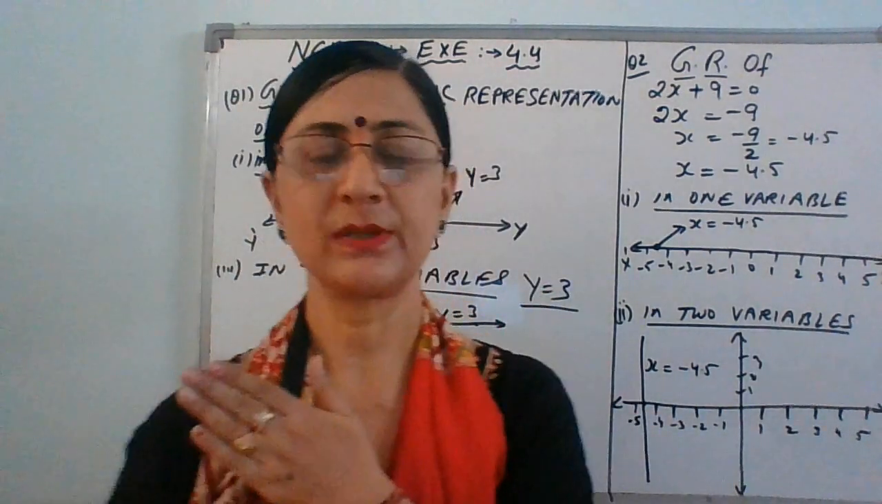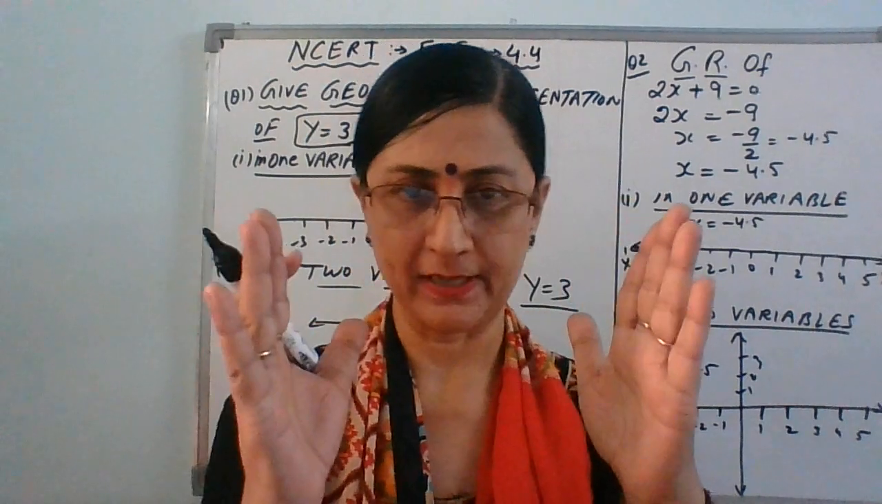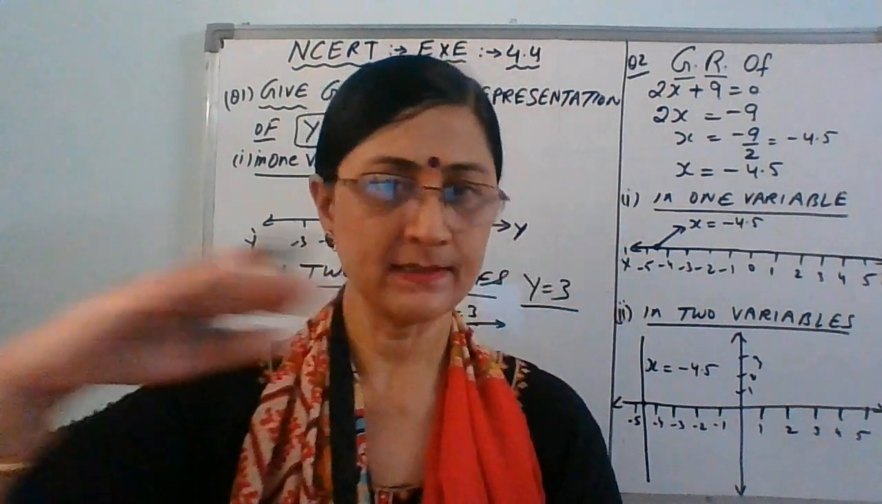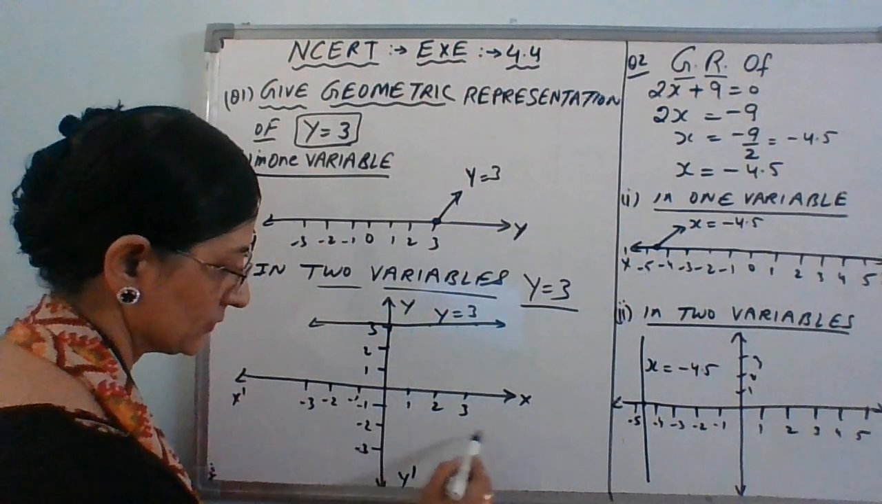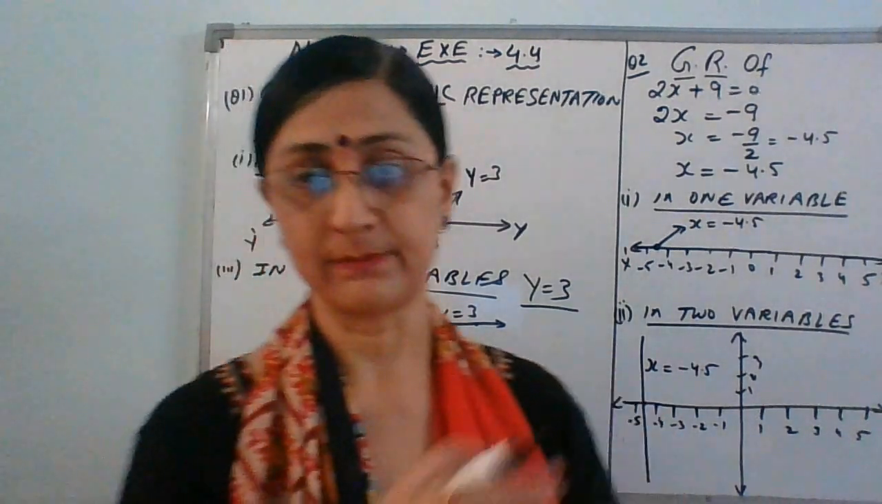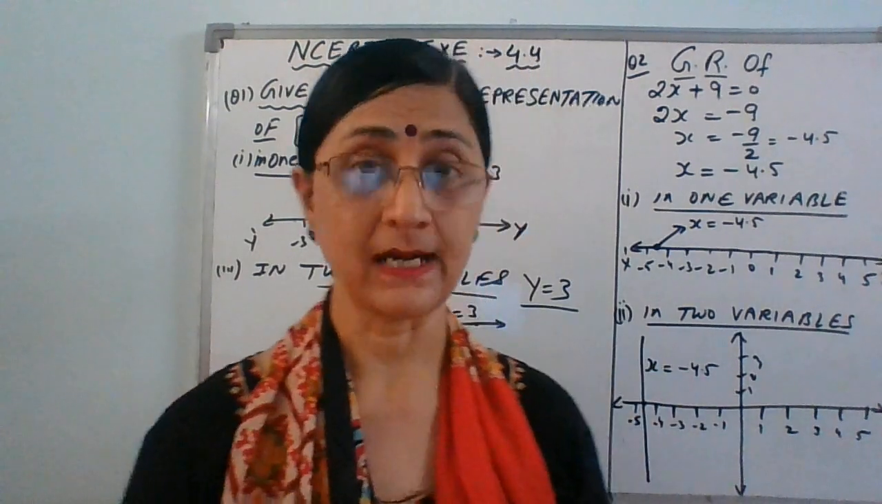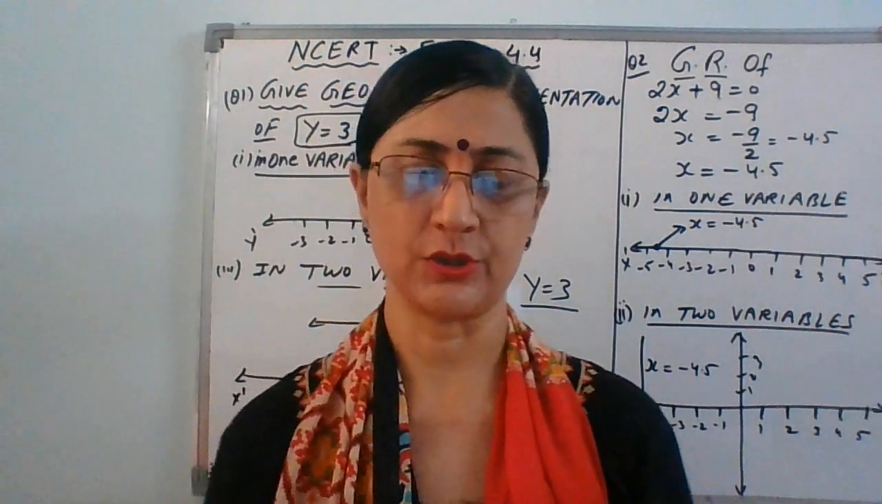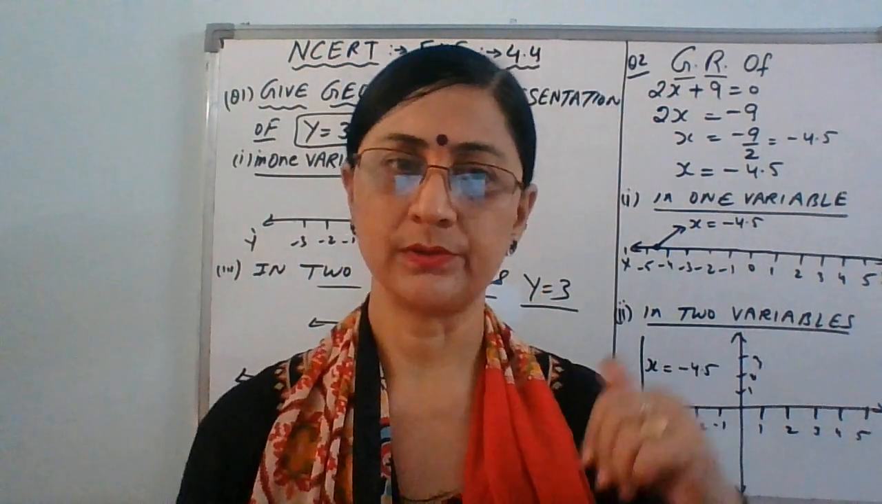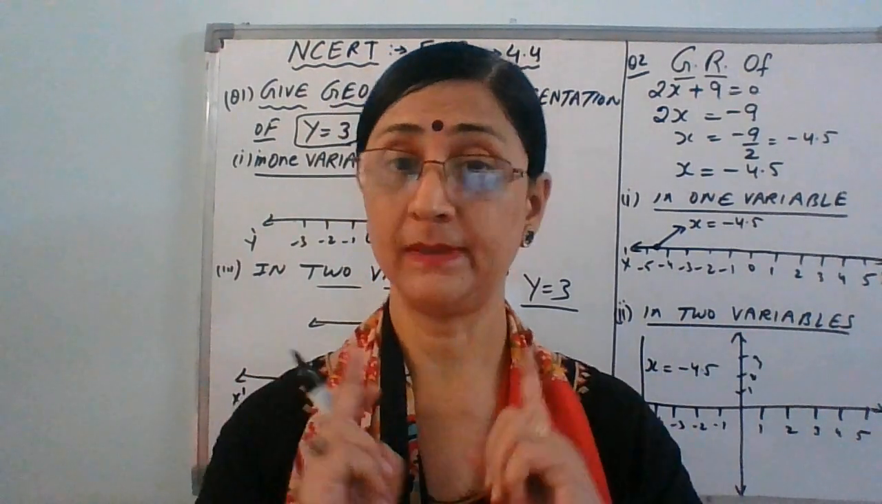So when the value of x is given, then we have to draw a line parallel to the y axis. When the value of y is given, suppose the value of y is minus 2, you have to draw a line passing through that minus 2 and that line is parallel to the x axis. I hope it's clear what the geometric representation is of equations like y is equal to 3 or x equals something, in one variable and two variables.